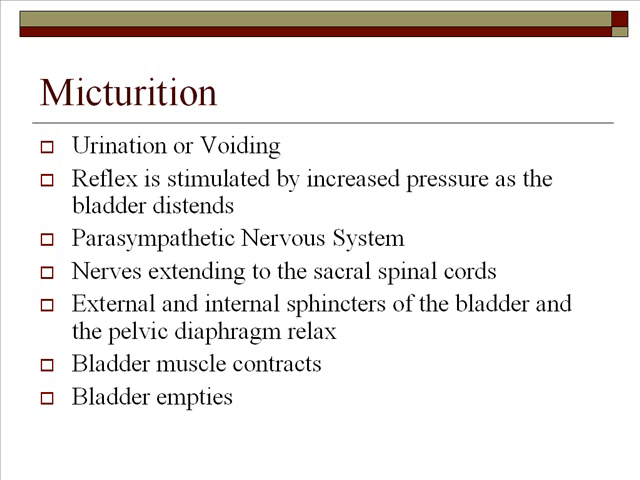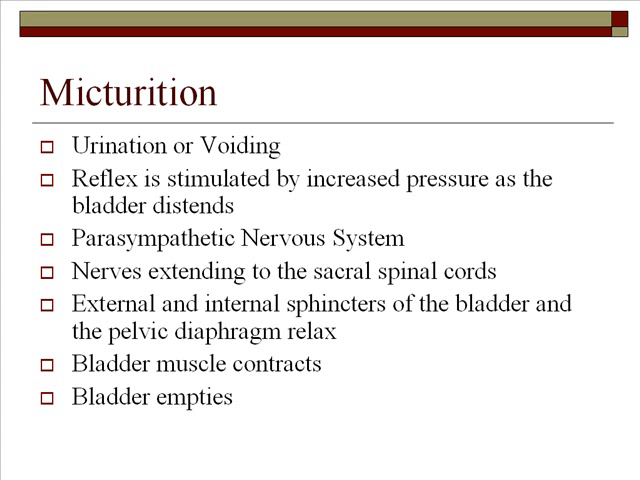The process of urination in the urinary system is referred to as micturition, urination, and or voiding. The reflex is basically stimulated by increased pressure in the bladder. It's affected by the parasympathetic nervous system, the nerves extending from the sacral portion of the spinal cord. The external and internal sphincters of the bladder and the pelvic diaphragm have to relax. Bladder muscles have to contract, and the bladder will basically empty. Now, this is a learned response. So typically, we learn bladder control in infancy.